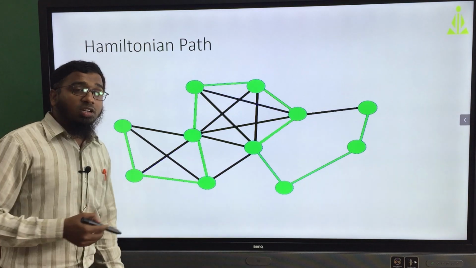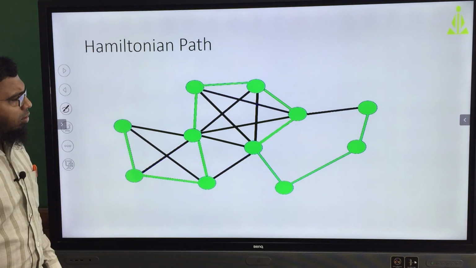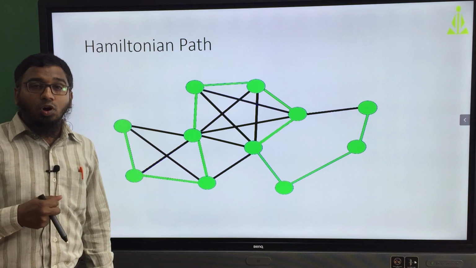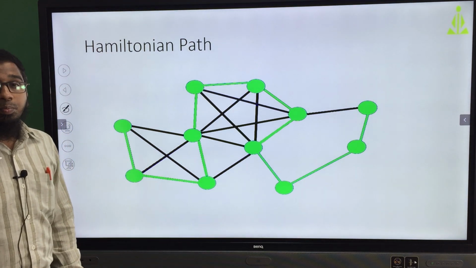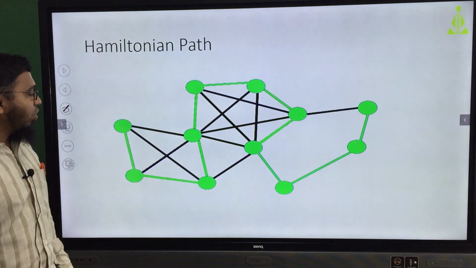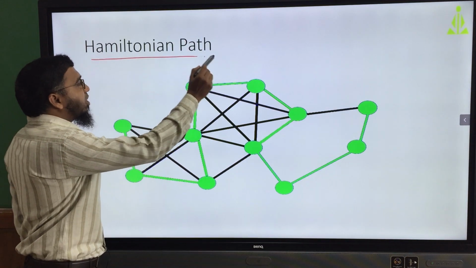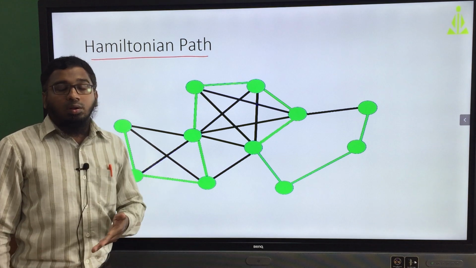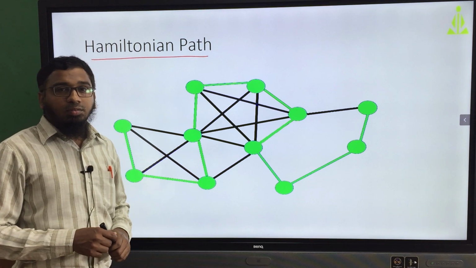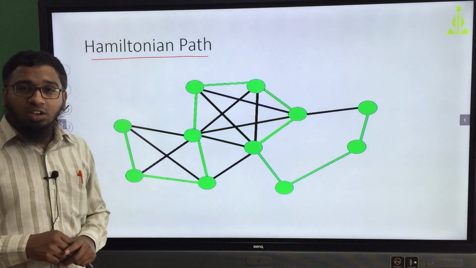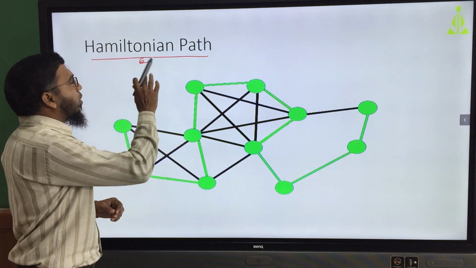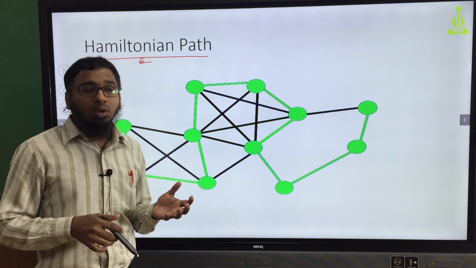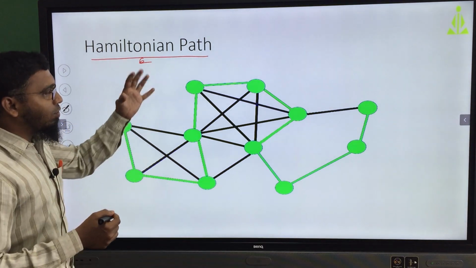Hamilton cycle. What is the Hamilton cycle? A Hamilton cycle should start from the starting point and again come back to the first vertex. This also we have completed, the Hamilton cycle, while using backtracking. We have also completed this Hamilton cycle with dynamic programming. So whatever the problems there are, different methods are there to solve the problem. I will show you after this.